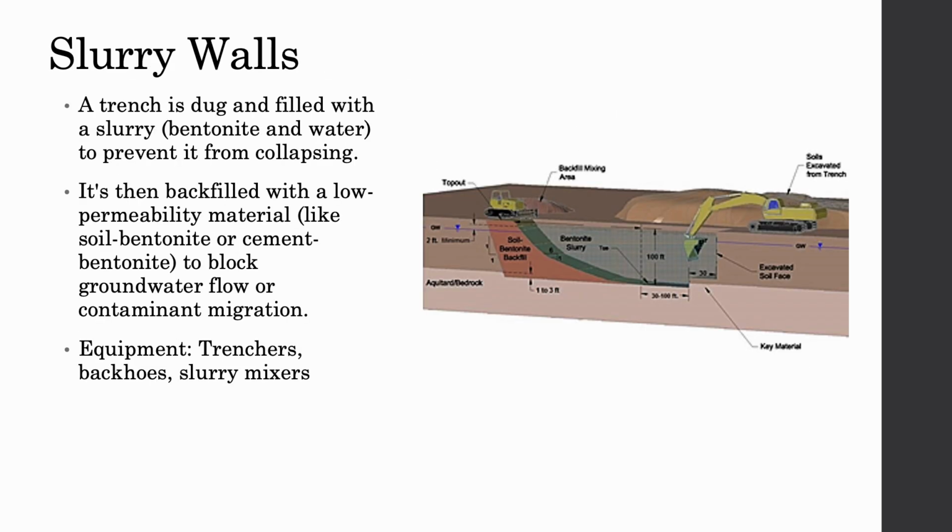A slurry wall is created by digging a trench and filling it with a slurry made from bentonite and water. This keeps the trench walls from collapsing during excavation. Once the trench is fully excavated, it's backfilled with a low permeability material like a soil bentonite or cement bentonite mix. This acts as a barrier to block groundwater flow and prevent contaminants from migrating. The equipment used includes trenchers for digging, backhoes for soil handling, and slurry mixers to prepare and maintain the bentonite mixture.